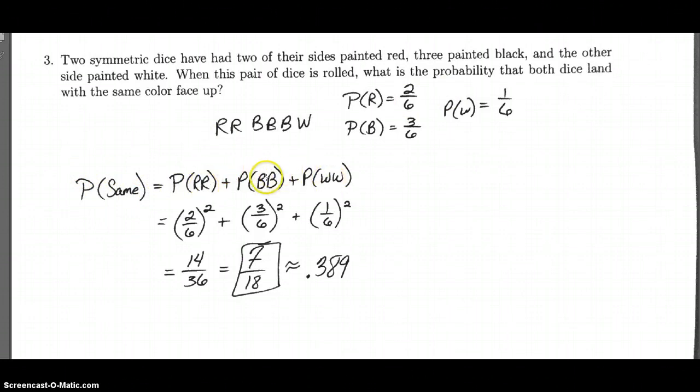Either we get red, red, black, black, or white, white. And in each case, these are independent, so 2/6 times 2/6, and so on. We add to get 7/18.